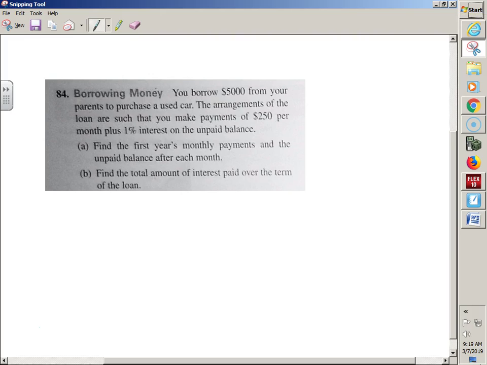You borrow $5,000 from your parents to purchase a used car. You could buy something with $5,000. The arrangements of the loan are such that you make payments of $250 per month plus 1% interest on the unpaid balance. I think your parents are teaching you how to manage finances. Anyway, find the first year's monthly payments and the unpaid balance after each month.